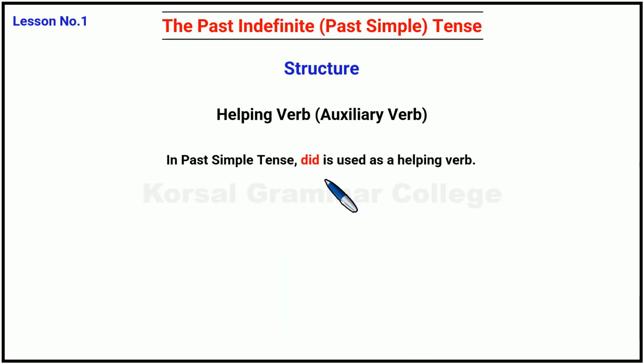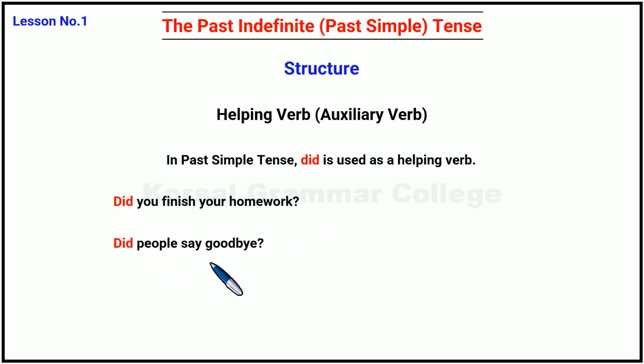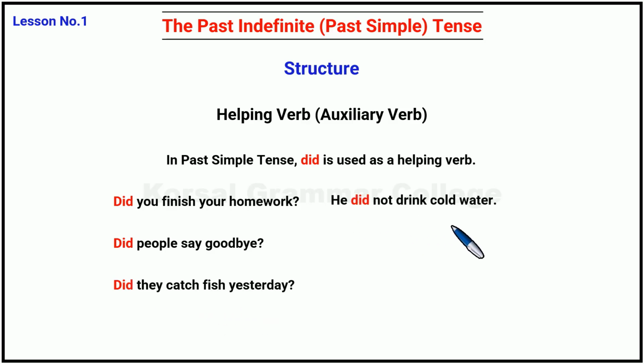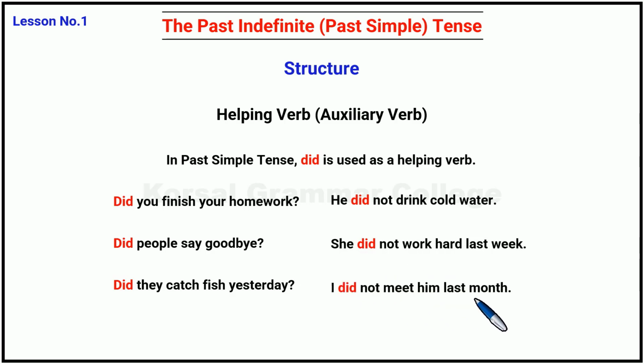In past simple tense, did is used as a helping verb. Did you finish your homework? Did people say goodbye? Did they catch fish yesterday? He did not drink cold water. She did not work hard last week. I did not meet him last month.